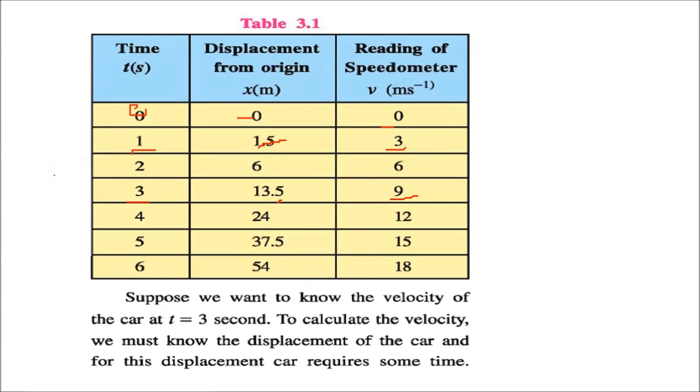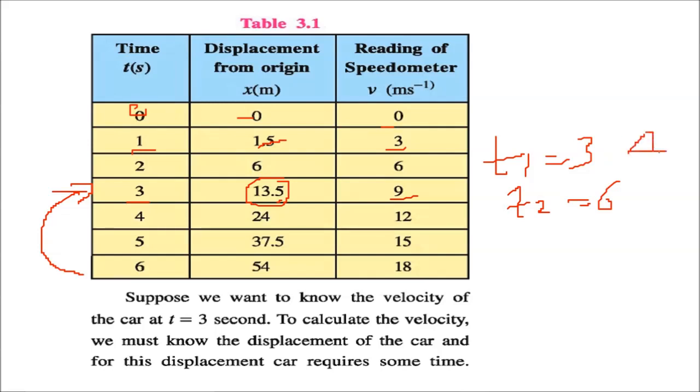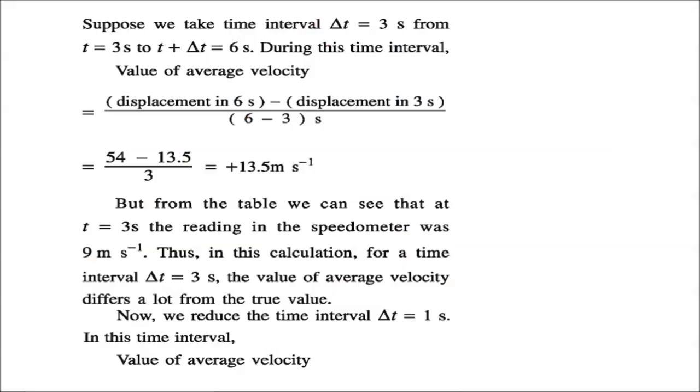Now suppose we start from here at t equal to 3. To calculate the velocity, we must know the displacement of the car, which is 13.5, and for this displacement we need some time. So what will the time be, say from 3 to 6? t1 is 3 and t2 is 6, so there is a difference of 3. We say delta t is 3. We take t plus delta t, so t1 plus delta t, where delta t is 3, and we reach 6. So we start at 3 seconds, and the time interval is 3 seconds.